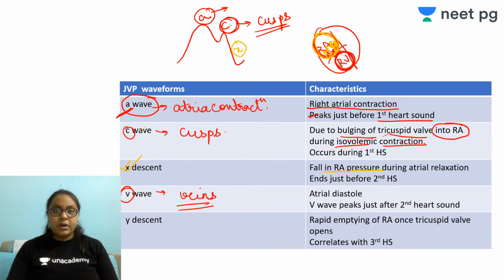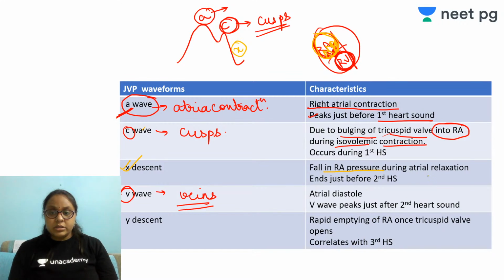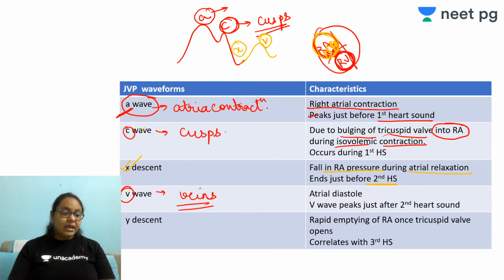अब यहाँ पे क्या हुआ था, एट्रिया का प्रेशर, एट्रिया कॉन्ट्रैक्ट हुआ, ठीक है. Now X descent is because of the atrial relaxation that ends just before the second heart sound, ठीक है. The X descent is because of the atrial relaxation. Okay. Now what will happen, there is another positive wave, okay, that is the V wave.